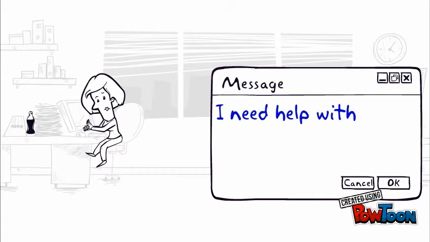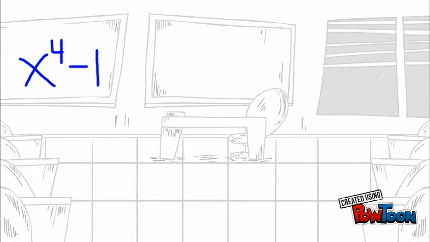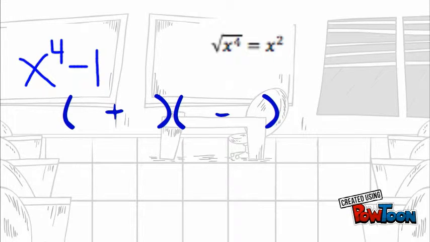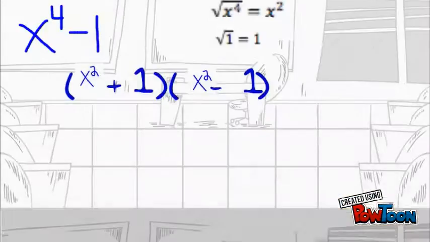Alright, let's do one more example. X to the fourth minus 1. Factor using the difference of perfect squares. First thing I need to do, set up my parentheses with a plus in the one and a minus in the other. Next thing is I need to take the square root of x to the fourth. The square root of x to the fourth is x squared, so that goes in the front of each. Then I take the square root of 1, which is 1, and that goes in the back of each.